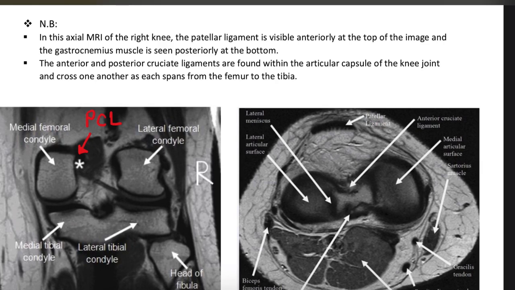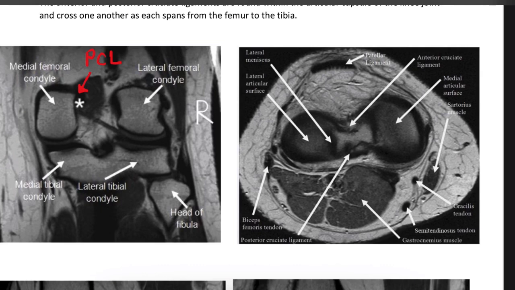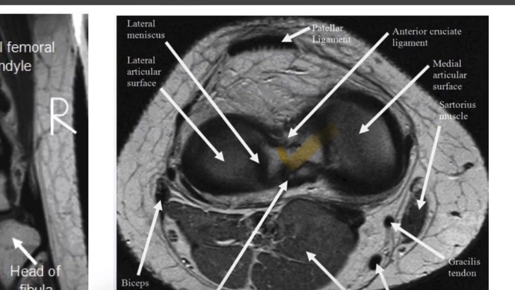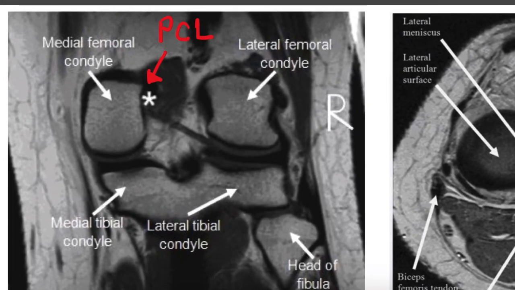You can see here in the top left image, it is already labeled. Here you can see the medial femoral condyle and the lateral femoral condyle, and the medial tibial condyle, the lateral tibial condyle, and the head of the fibula.